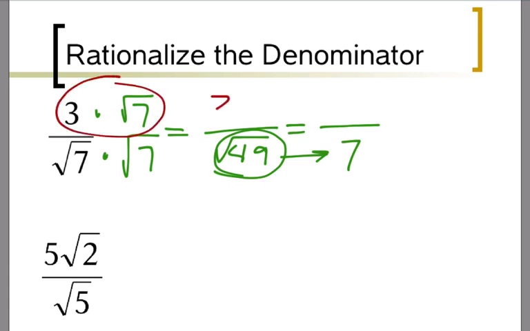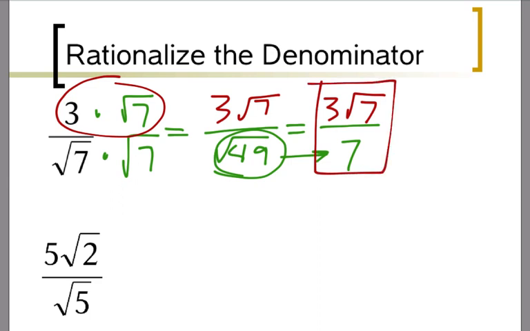So this turns into 3 root 7. There's nothing I can do with that, so I just write 3 root 7. So this is my final answer. Now, there is no square root on the bottom. The square root got moved to the top, and that's a rationalized expression.